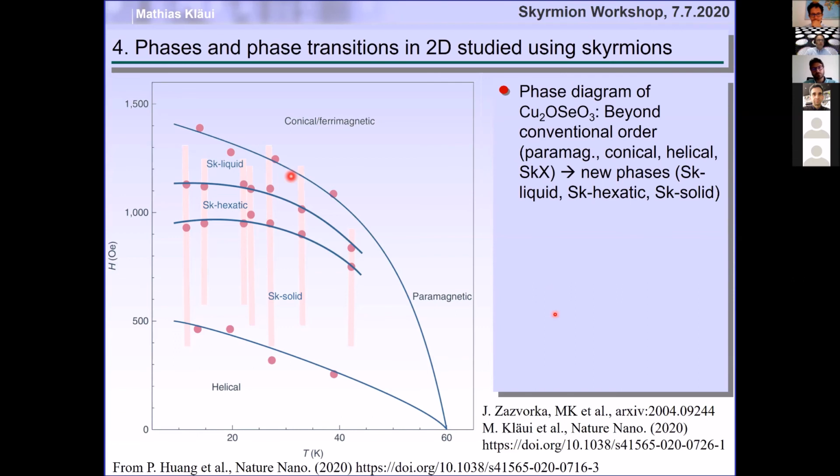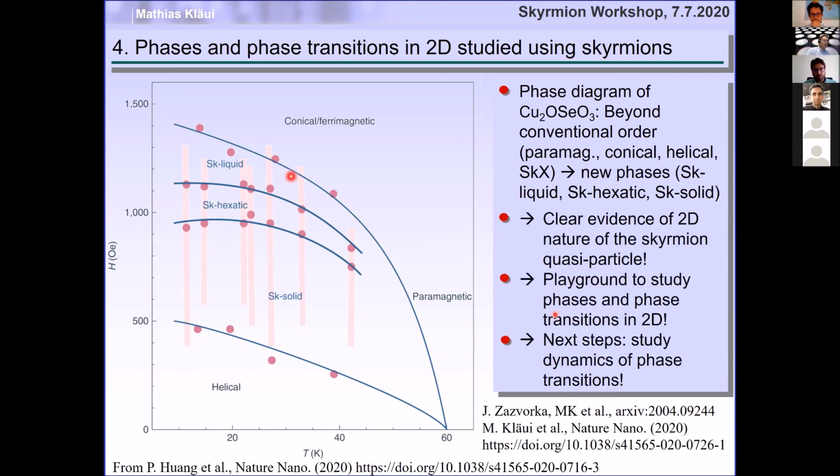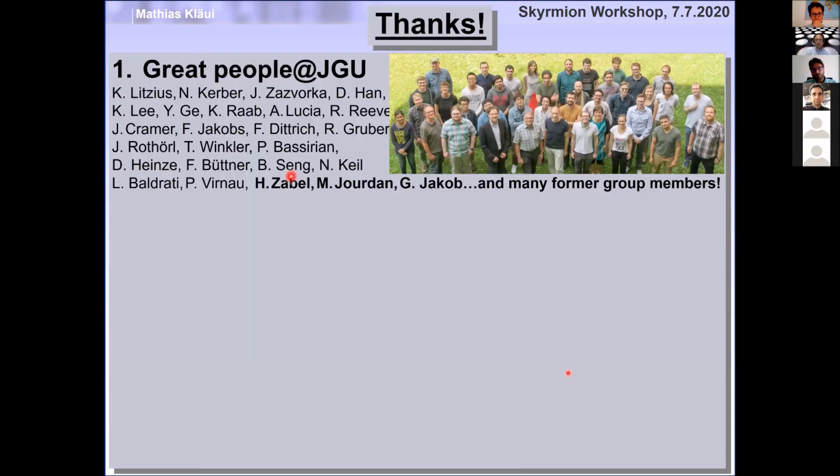And I think this is super exciting because we've now taken the next step, and that is we go beyond studying single skyrmions, but use skyrmions as a model system to study phases and phase transitions in 2D. And of course, next we want to make a movie of the crystallization process. Now I'm done. The most important slide, as usual: I didn't do any of this work.